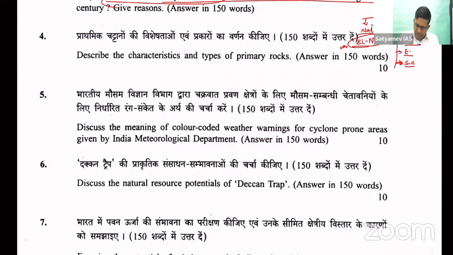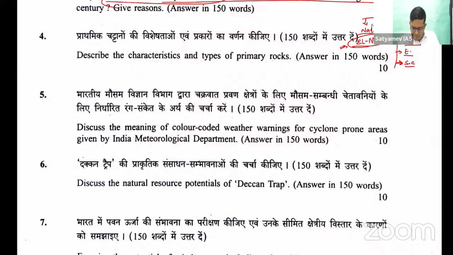What are the different types of primary rocks? If you talk about the igneous rocks, you talk about the types on the basis of the occurrence. So extrusive type and intrusive type. Extrusive will be on the surface and intrusive will be below the surface. Number one.